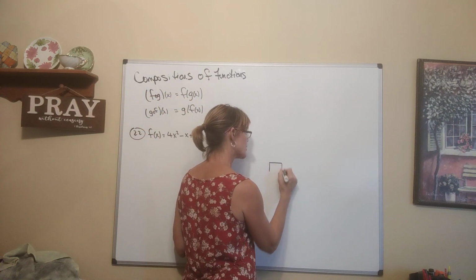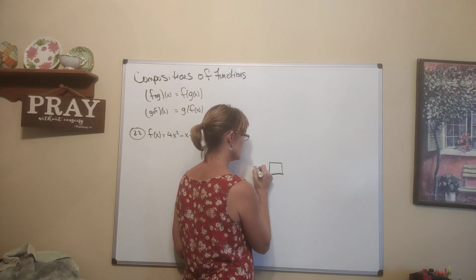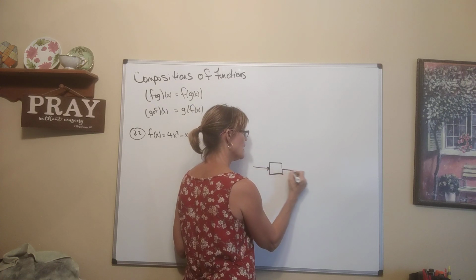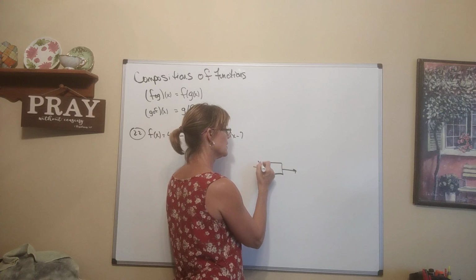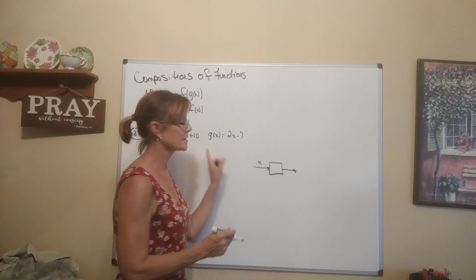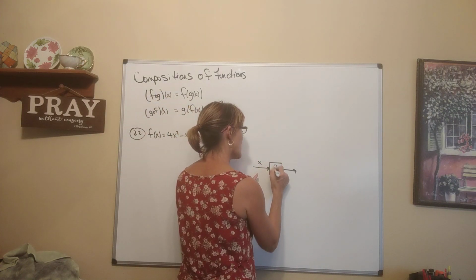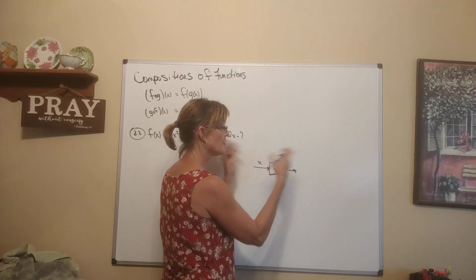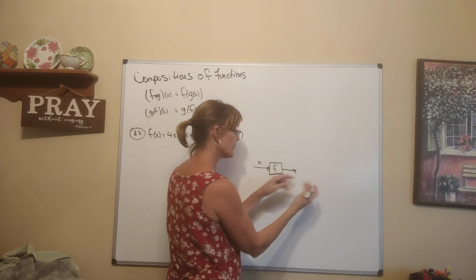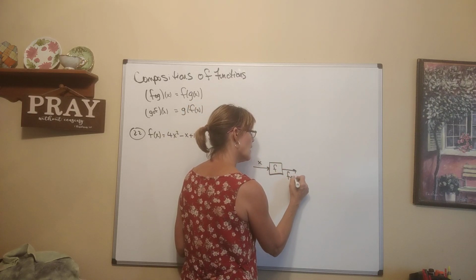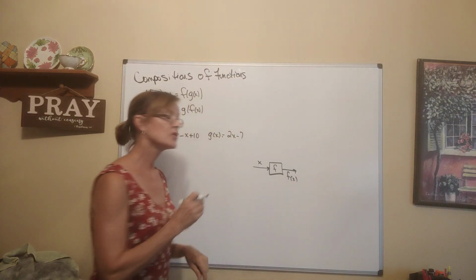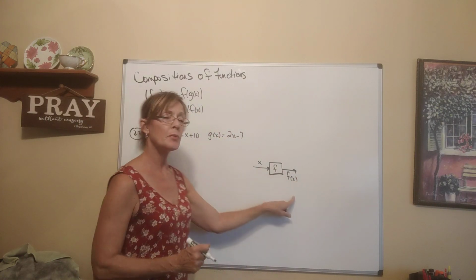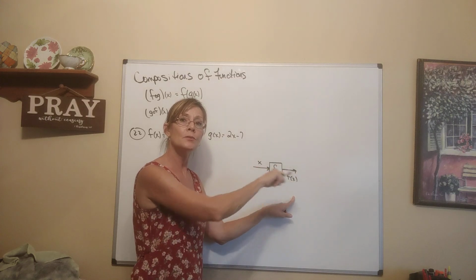Here is our regular function box. What I'm going to put into my function is the domain, which is x. And so what happens is it gets operated on, some function operates on it, and what pops out of this is f of x. Now a function of a function is when you take the output of one and you put it into the input of another.